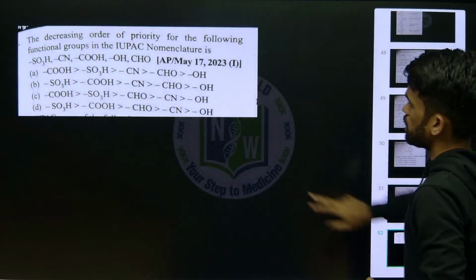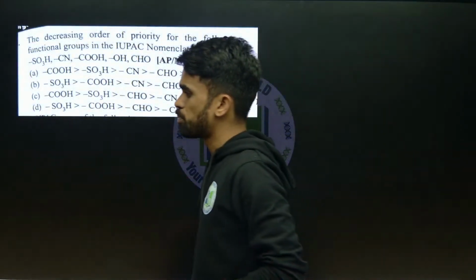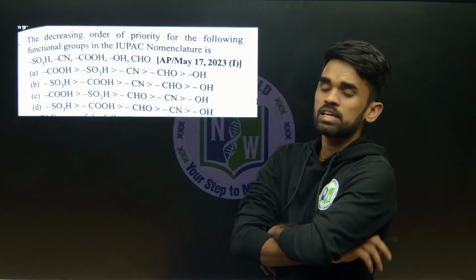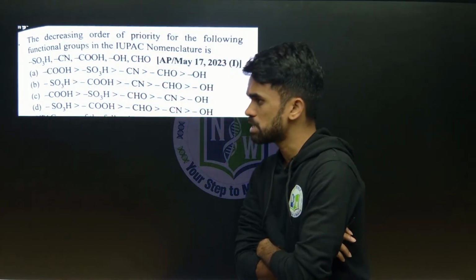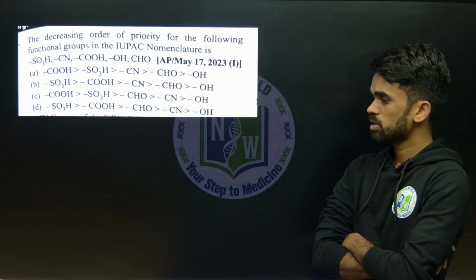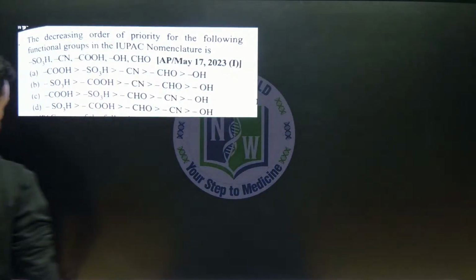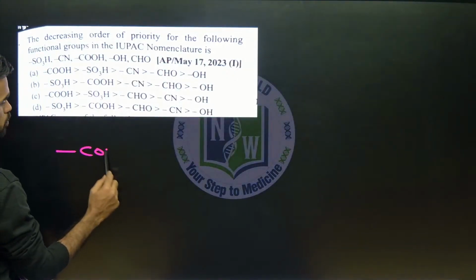See, again this is a question based on functional group priority. Tell me which is the correct order of the priority for the given functional groups. Tell me what will be your answer for the question. Again, very simple, what I told you: carboxylic acids are more prioritized.